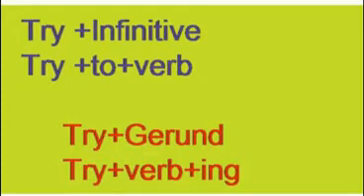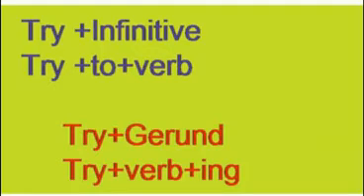We can use try with another verb, and before that verb we can use to. For example, try to play. That to play is called infinitive. You can see on the screen try plus infinitive. Below that, I have written try plus to plus verb. So that is infinitive. Try to go, try to play, try to catch. This is infinitive. And gerund is this.